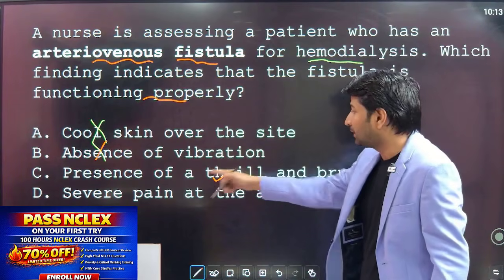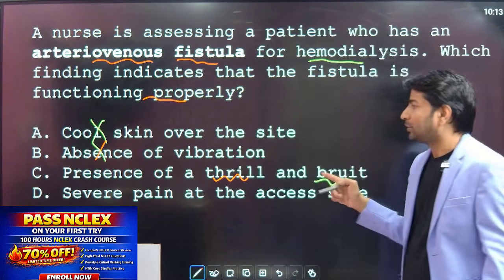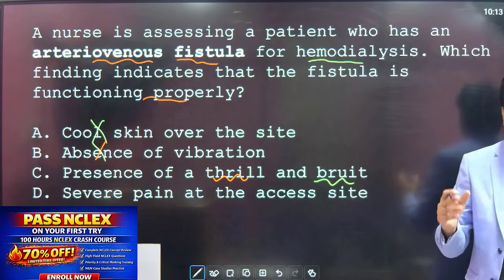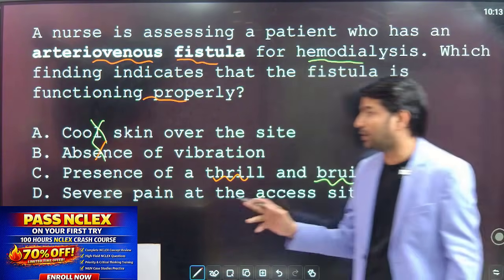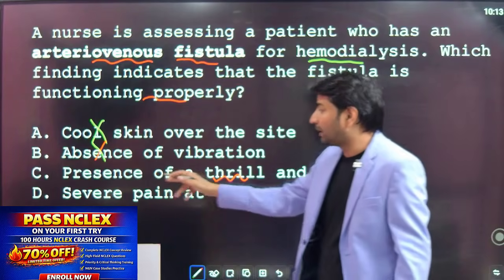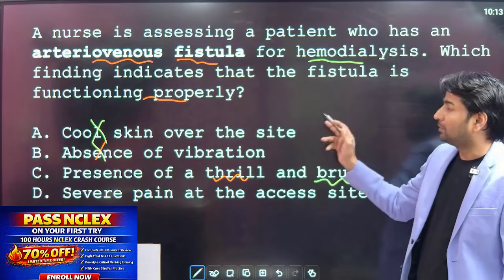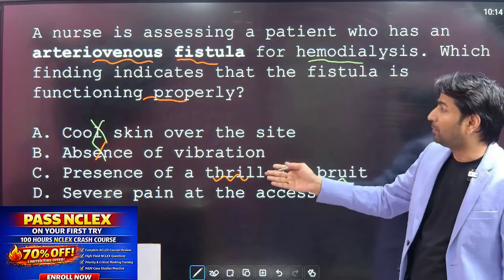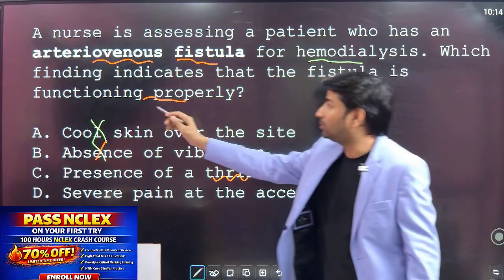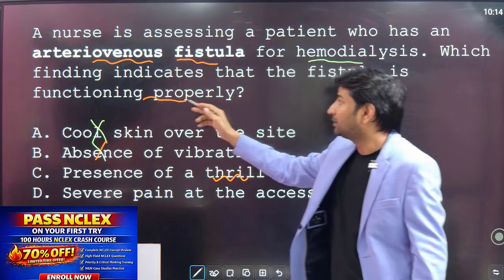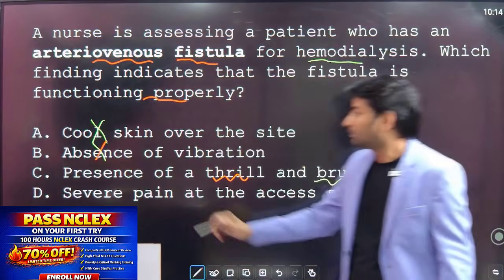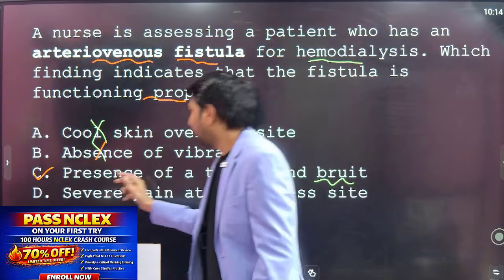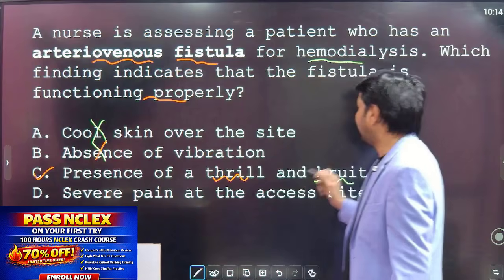That also occurs when blood flows properly through the AV fistula. This means the presence of a thrill and the presence of a bruit, both of these found at the fistula, means our fistula is working properly. This option indicates that the fistula is patent, and that is exactly what the question is asking. So the correct option here is the presence of a thrill and bruit.